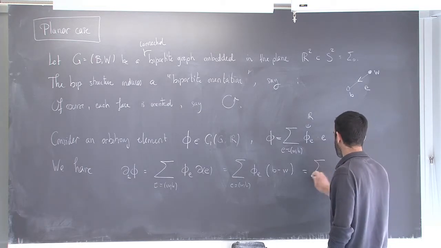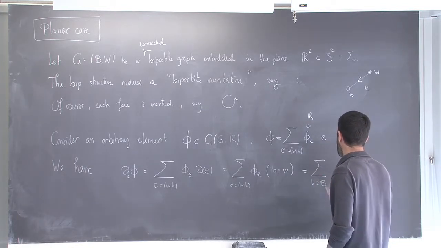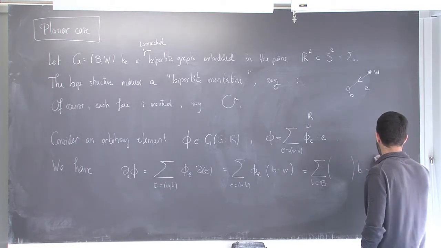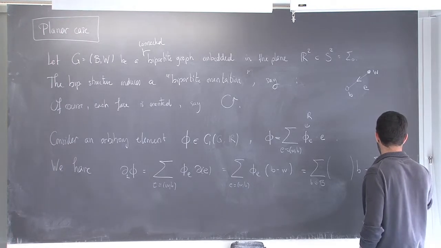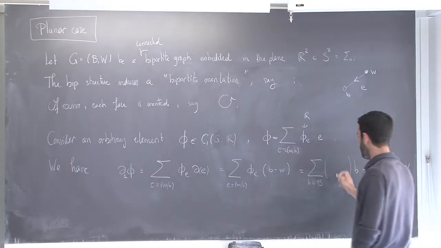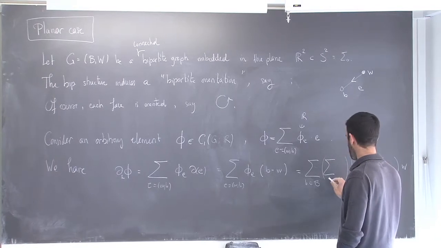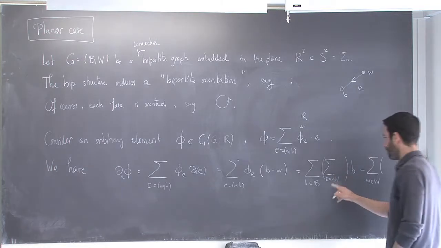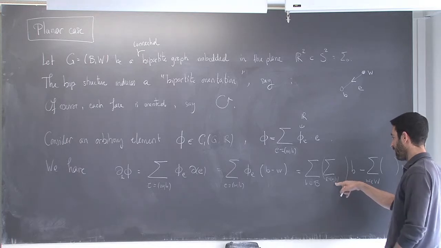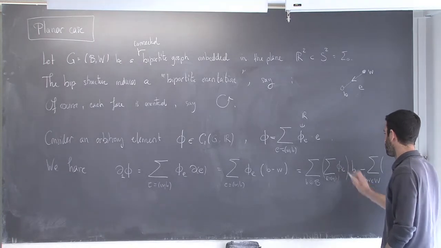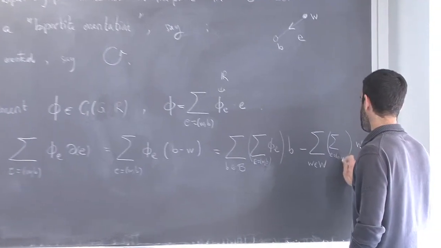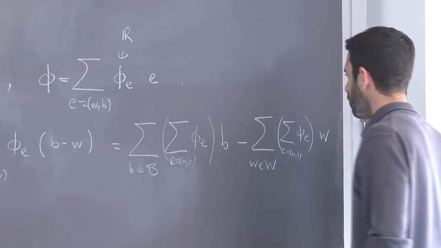So now what do I get? If I sum over all black vertices minus the sum over white vertices, and here I get the sum over all edges that are adjacent to B, and here the sum over all edges that are adjacent to W. Sorry, it's not very readable.